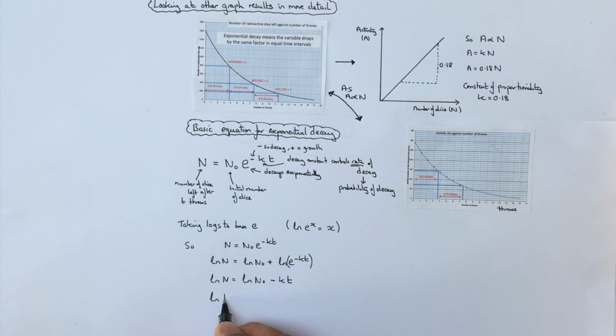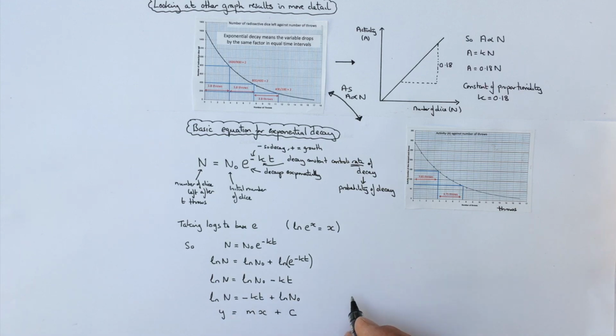So we can rearrange this in the form y equals mx plus c, where c is a constant equal to the log of N naught. The gradient m is minus k, the decay constant. x is equal to the variable t, the number of throws. And y is the log of N, the number of radioactive dice left.